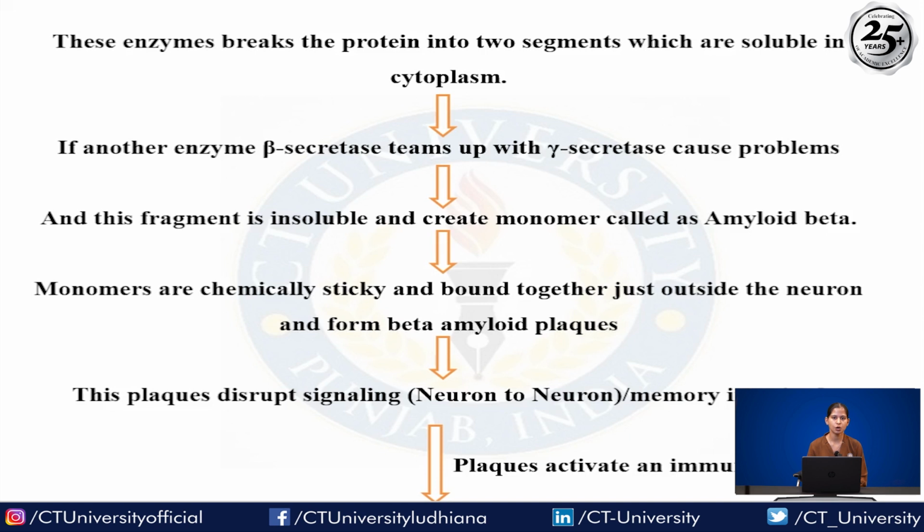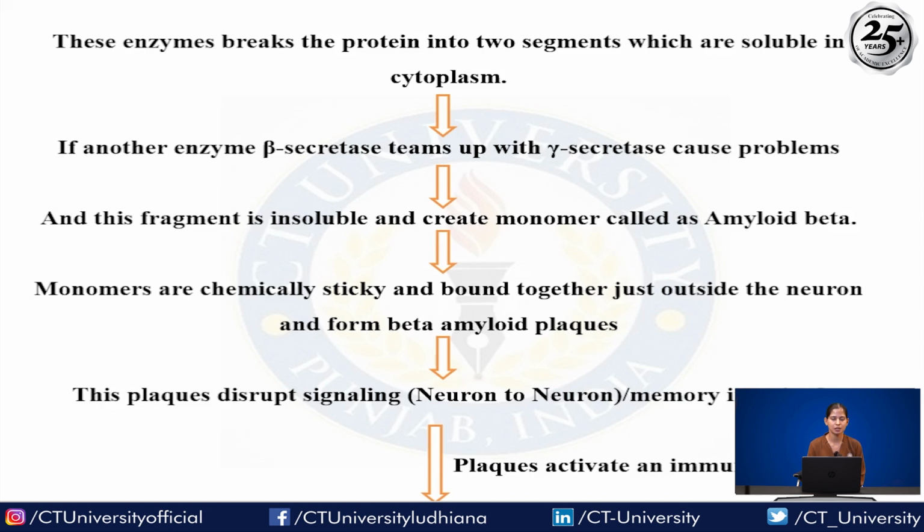If there is an insoluble fragment, there is a deposition of a sticky substance known as a monomer. The monomer is a chemically sticky substance present outside the neurons. If that is deposited outside the neurons, it is known as a beta amyloid plaque, and that plaque disrupts the signaling from one neuron to another, and that will cause memory impairment. So the plaque activates the immune response, like a third person entering the normal phenomena, which means there is an activation of another response.